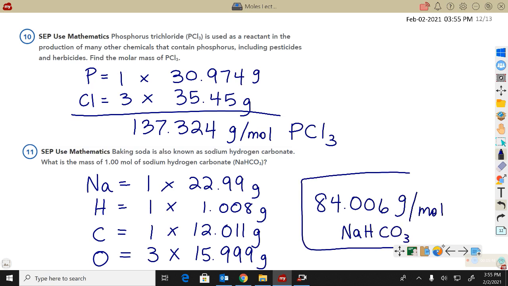So if I went in the lab and I measured about 84 grams of baking soda, which is a reasonable number, I could measure 84 grams. An 84-gram sample of baking soda, sodium hydrogen carbonate, is equivalent to a mole, which would be equivalent to 6.02 times 10 to the 23rd molecules.